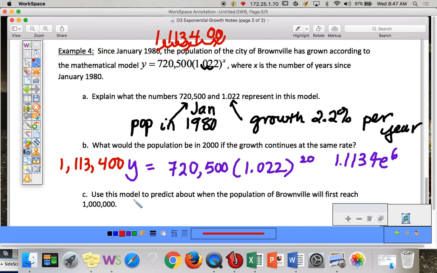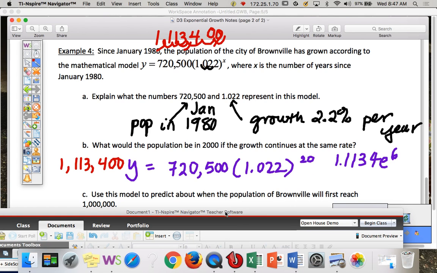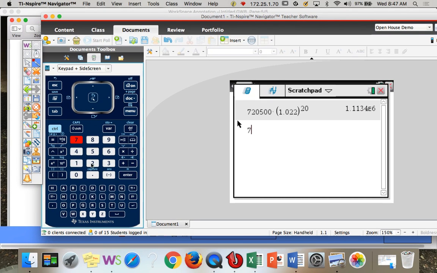It says use this model to predict when the population of Brownville will first reach 1 million. So that's 1E6. So again, this just means move the decimal place over 6 times. And we know it's around 20 years. It's a little bit less than 20 years. So let's try 19 years. Okay, so 19 years is pretty close.